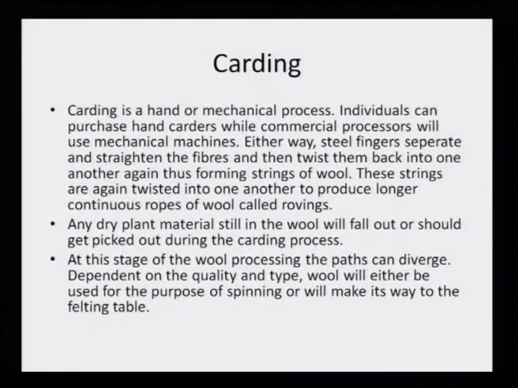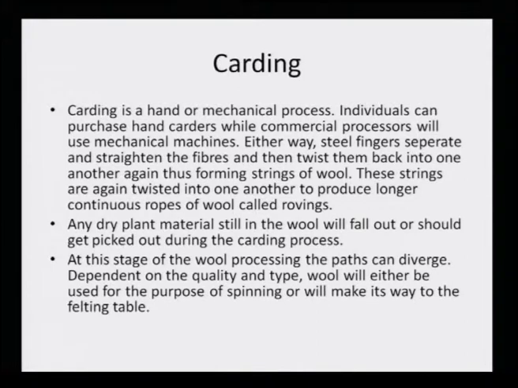Carding is a hand or mechanical process. Individuals can purchase hand carders, while commercial processors will use mechanical machines. Either way, steel fingers separate and straighten the fiber and then twist them back into one another again, thus forming strings of wool. These strings are again twisted into one another to produce a longer continuous rope of wool called rovings. Any dry plant material still in the wool will fall off or should get picked out during the carding process. At this stage of the wool processing, the paths diverge.